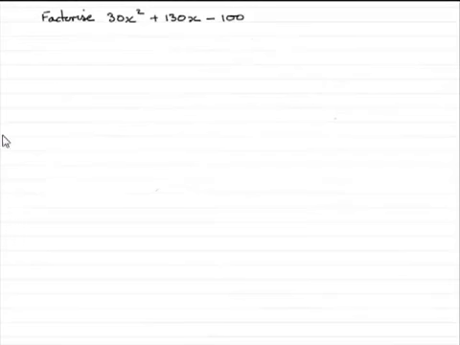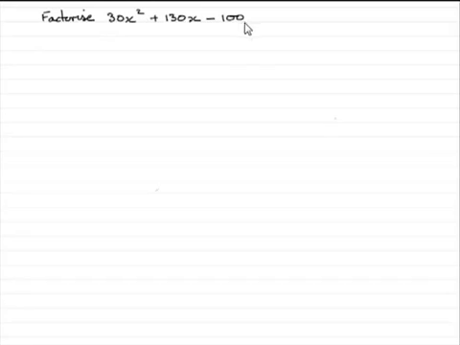Hi, welcome to Factorising more quadratic trinomials. In this example, I've picked the last term to be negative and the x term to be positive. So how do we factorise trinomials like this?